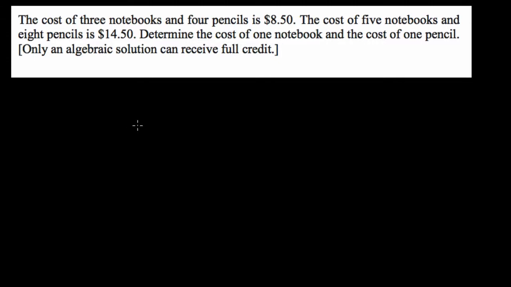So I'll say N is the cost of a notebook, and we have 3 of them, so that's some total cost for notebooks. And P will be the cost of a pencil, and we have 4 of those. We add them up, and that's $8.50.